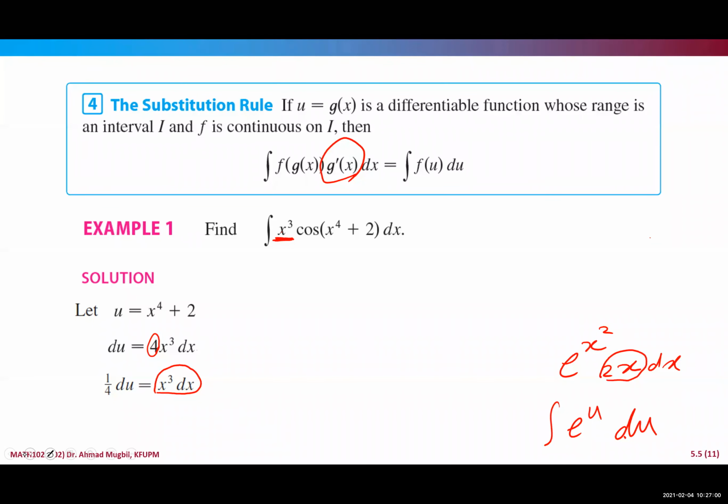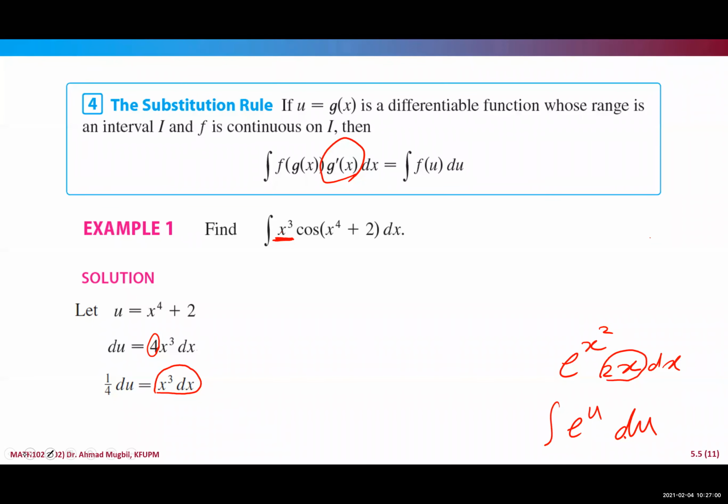So now, ya shabab, you will replace this by u. Now you need to replace dx to be du, because we wanted to integrate with respect to u, not with respect to x. So we need now to know what is dx. You can solve this for dx. Just divide. It will be 1 over 4x to the power 3 du.